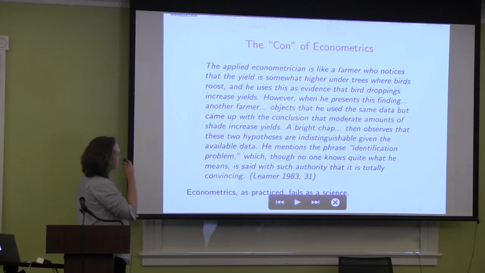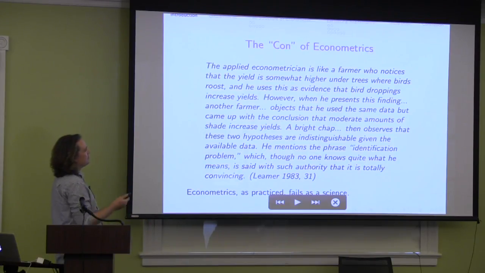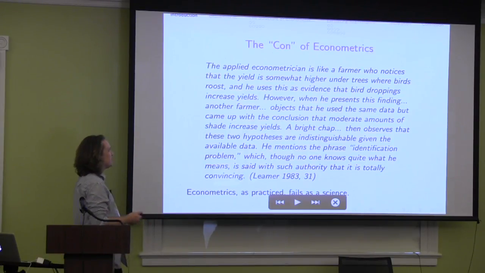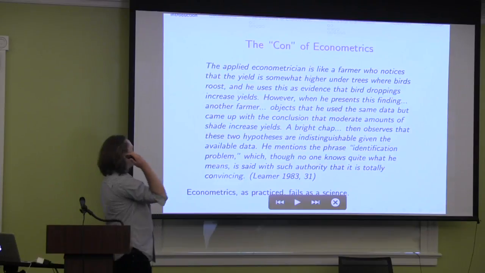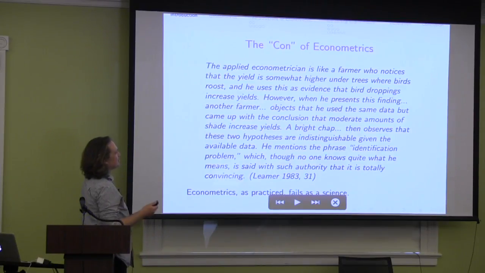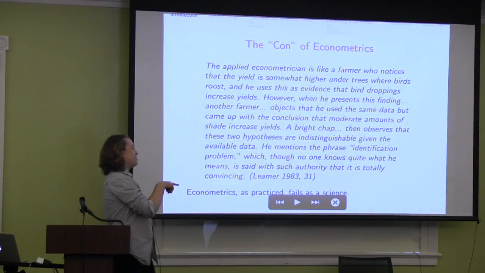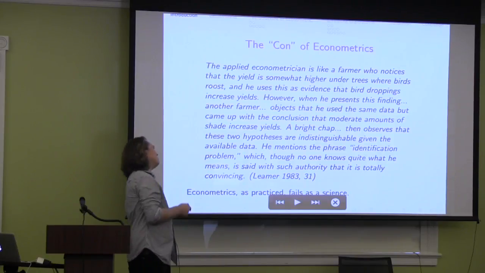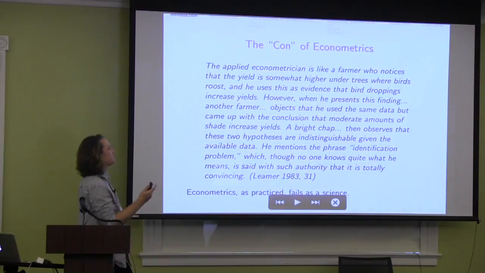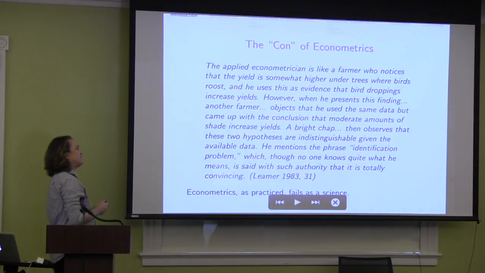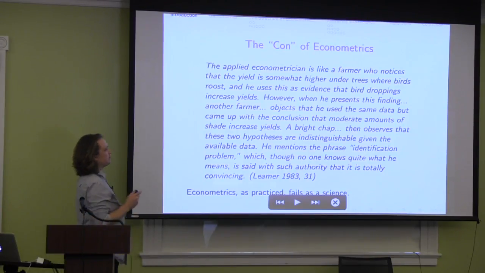He says, "The applied econometrician is like a farmer who notices that the yield is somewhat higher under trees where birds roost, and he uses this as evidence that bird droppings increase yields. But when he presents this finding at the American Ecological Association, another farmer objects he used the same data and came up with the conclusion that moderate amounts of shade increase yields. Well, then there's a bright chap in the back of the room that observes these two hypotheses are indistinguishable given the available data. And he mentions the phrase, quote, identification problem, which no one really knows what he means."